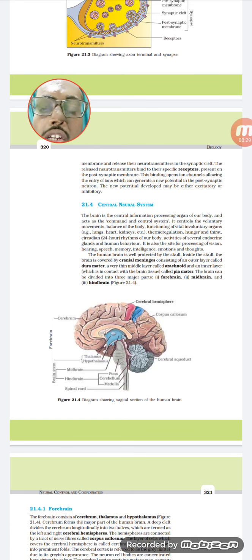The brain is very well protected inside a bony cavity known as the skull, and the brain is covered with meninges, the cranial meninges. Just below the cranial meninges we have the dura mater, then the arachnoid mater. Arachnoid means something like a network of spider web. Then we have the pia mater. The brain is further divided into forebrain, midbrain, and hindbrain.